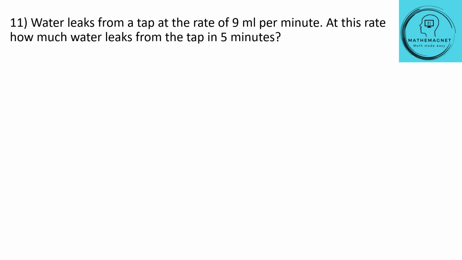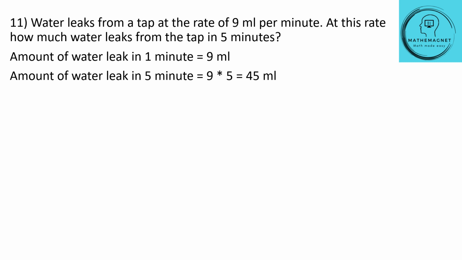Question number 11. Water leaks from a tap at the rate of 9 milliliters per minute. At this rate, how much water leaks from the tap in 5 minutes? So, amount of water that leaks in 1 minute is 9 milliliters. Amount of water that leaks in 5 minutes will be 9 into 5, which is 45 milliliters.